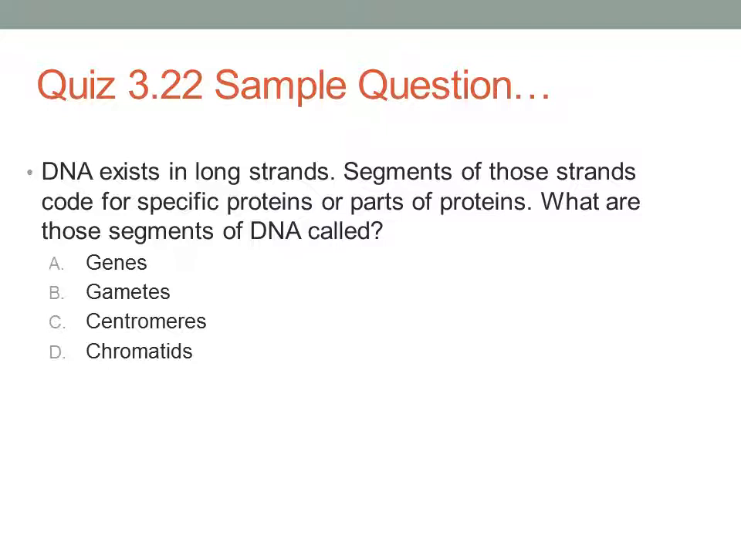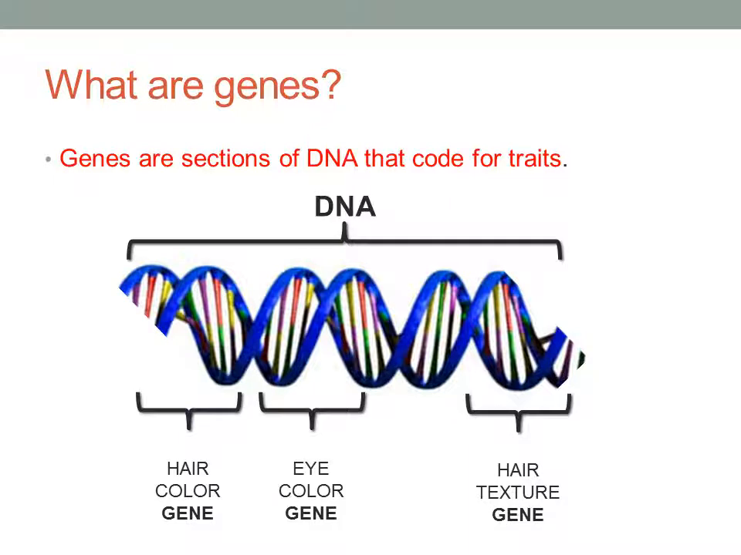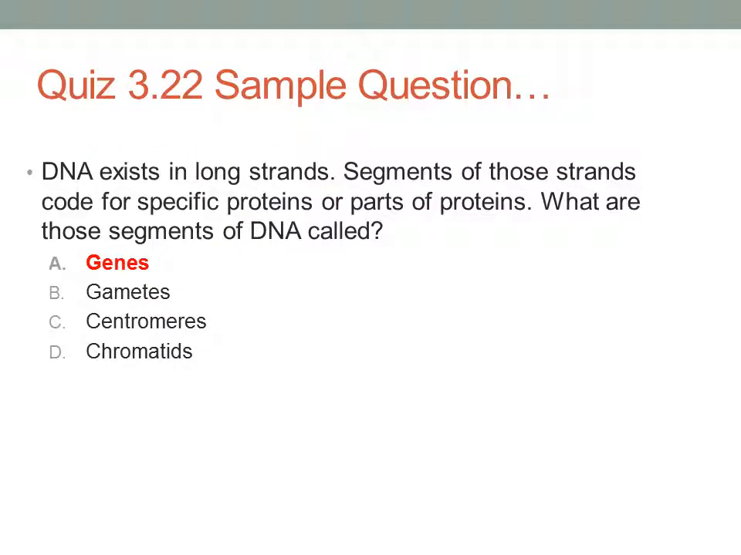So here's a sample question. DNA exists in long strands. Segments of those strands code for specific proteins or parts of proteins. What are those segments of DNA called? Are they called genes, gametes, centromeres, or chromatids? We see that genes are sections of DNA that code for traits. So the sections of DNA are called genes. Therefore, the best answer for this one would be A, genes.